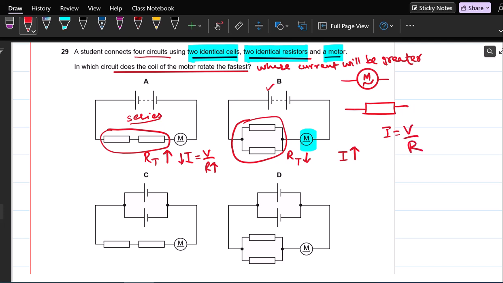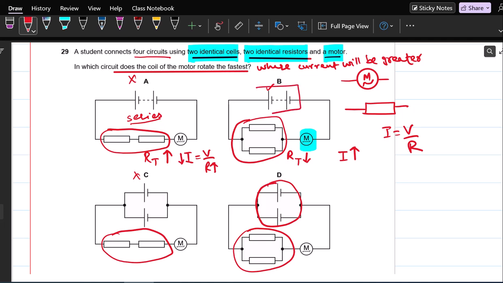Here again it is in series, so not possible. A is not possible, C is not possible. In D, they are connected in parallel, but their voltage is going to be less. In series, the voltages add up. If it is 3 volt, it becomes 6 volt. And I is directly proportional to voltage. If you see here, if it is 3 volt, here also it will be 3 volt because in parallel, voltage remains the same. So B is the suitable answer here to move this motor fastest.